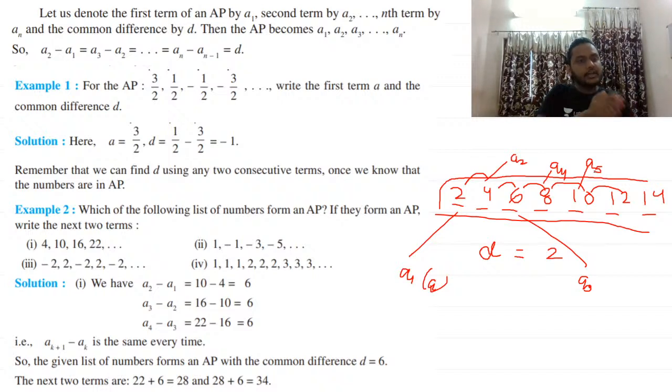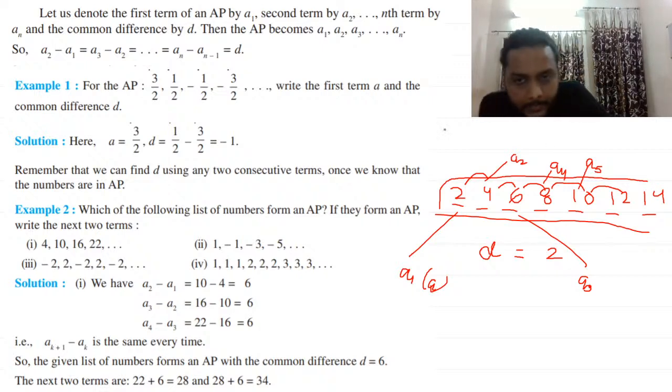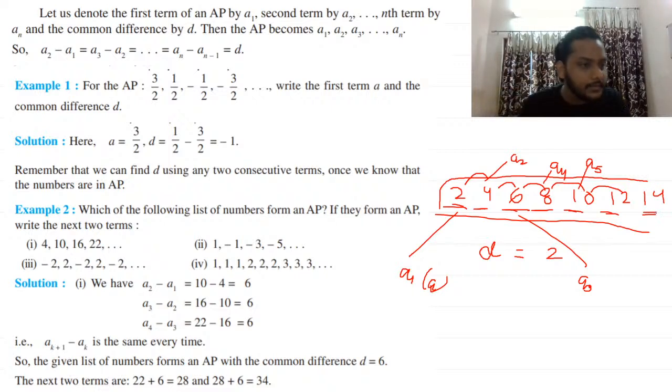कि AP का first term, second term, third term. जैसे आप देखोगे, so in this AP the first term is 2, second term is 4, third term is 6, fourth term is 8. Fifth term is 10, sixth term is 12, seventh term is 14, okay, eighth term is going to be 16, ninth term is going to be 18, 10th term is going to be 20. So this is how I can write down all the terms that I have in my AP.